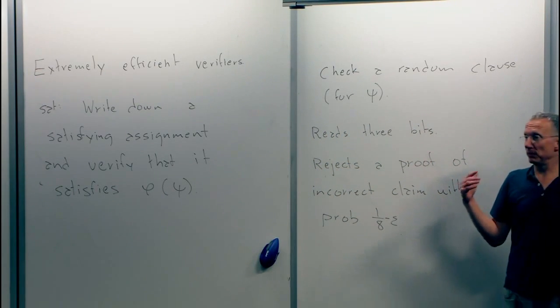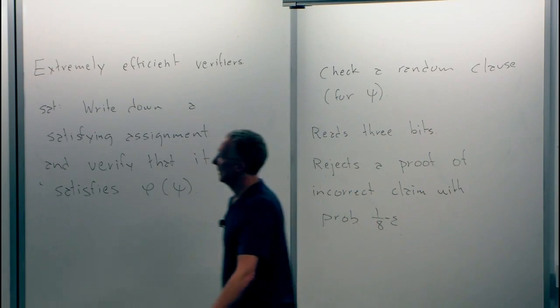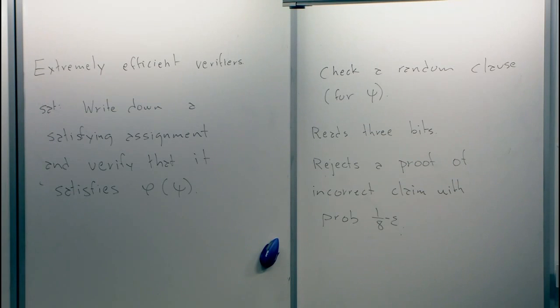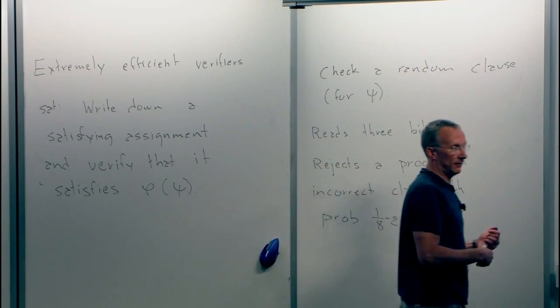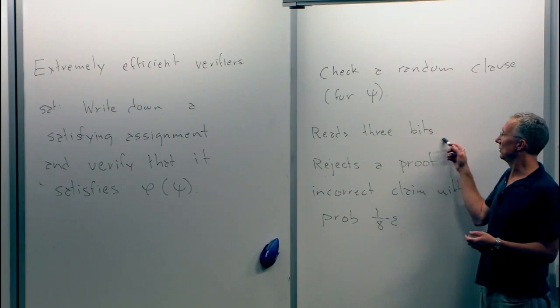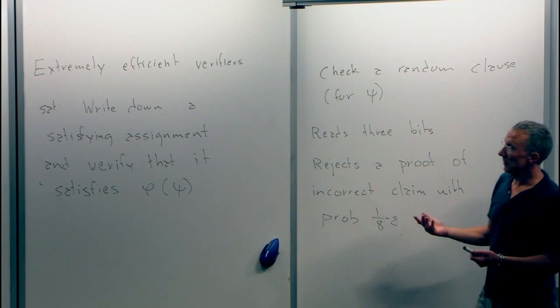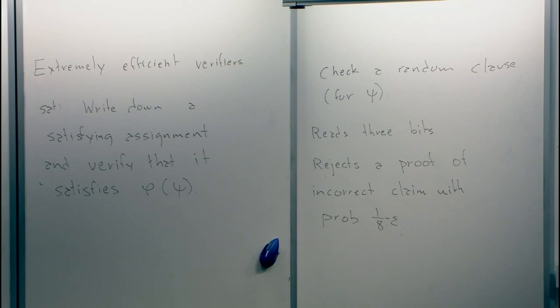This is an important point. The claim I'm making, let's think of it as the claim that the original formula phi is satisfiable. Okay? And we think of you as extremely lazy verifiers, so you're not willing to read very much. So in fact, you only want to read 3 bits, which corresponds to picking a random clause and checking it.